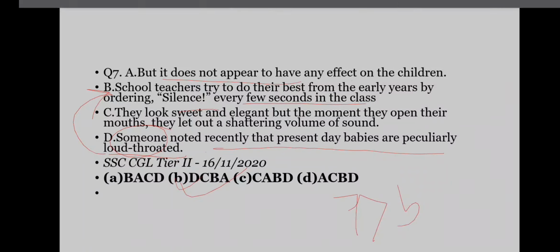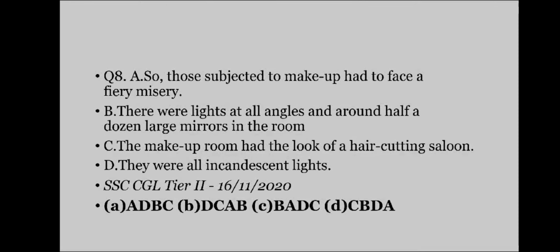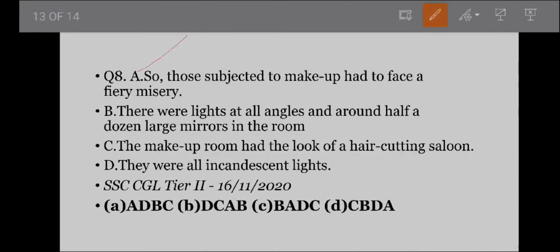Going to the next one. So look at the 8th one. First sentence starts with "so", right? So it can't be the first one, because if a sentence starts with "so", there should be a prior condition. Second one is a description of light. Third one, makeup room had the look of a hair cutting salon. So the whole passage is actually of a hair cutting salon, right? Because the fourth one, the D, they were all incandescent lights, right?